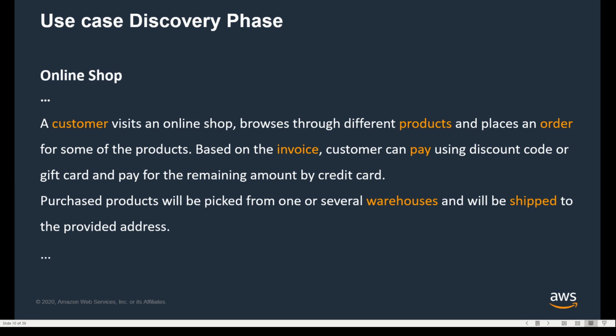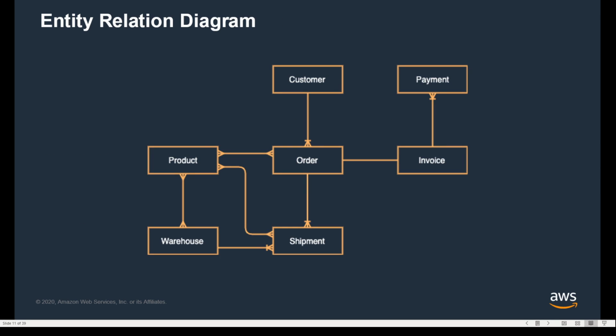Purchased products then get picked from one or more warehouses. So we have warehouses and shipments that get shipped from those warehouses to the addresses provided by customers. Those addresses are associated to those customers. So the top level entities, just from this short discussion with the customer, come down to customers, products, orders, invoices, payments, warehouses, and shipments.